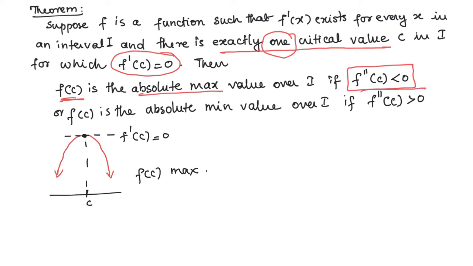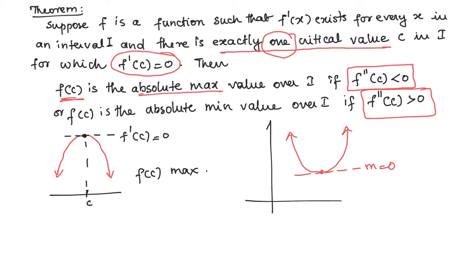Similarly, if f double prime of c is greater than 0, that means the function is always concave up and it has only one critical value. That means the slope is 0 at this value, so the graph will have a critical value here. So f of c, that is the y value of the function, will be the absolute minimum.